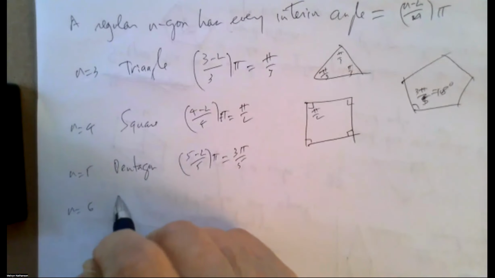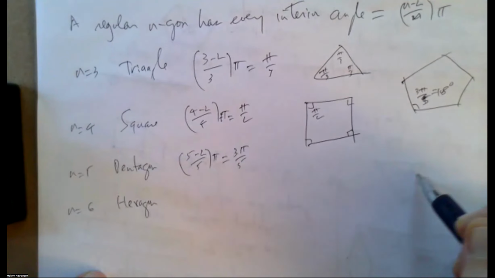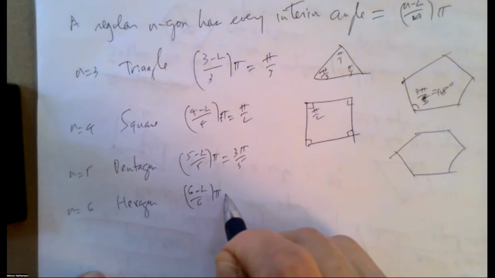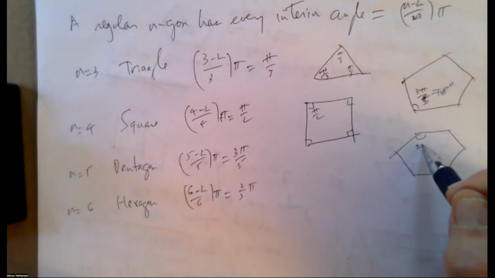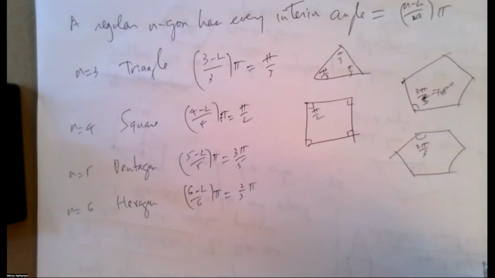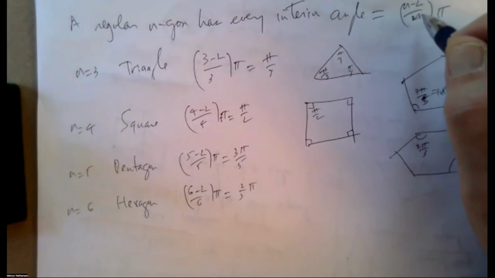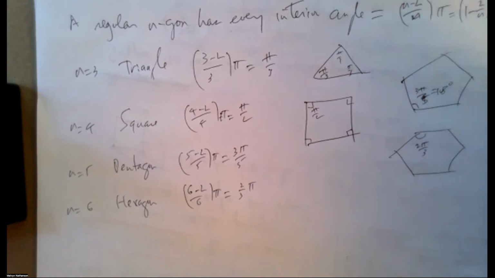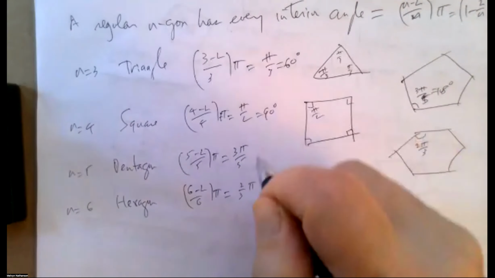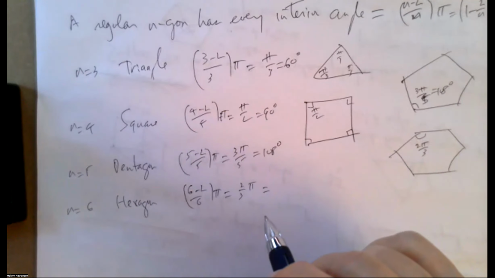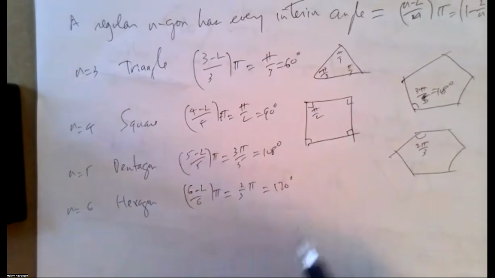N equals 6, you have the regular hexagon. (6 minus 2) over 6 times pi is four over six, or two thirds pi. So in the regular hexagon, each angle is 2 pi over 3, and so on. And (n minus 2) over n is the same as 1 minus 2 over n, times pi. So as n gets bigger, 2 over n gets smaller, and the angle gets bigger. So these angles are strictly increasing. If you prefer degrees, this is 60 degrees, 90 degrees, 108 degrees, 120 degrees. These numbers are getting bigger.